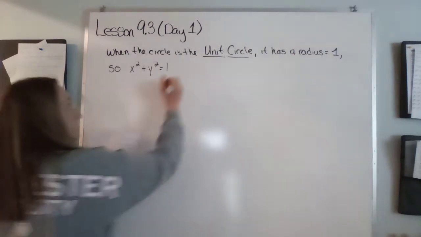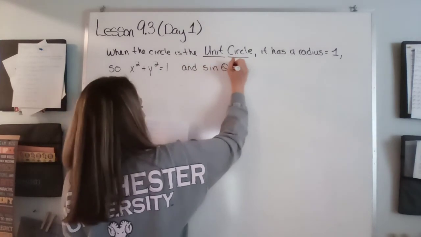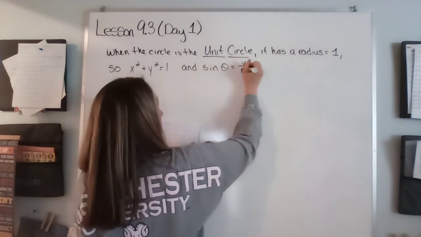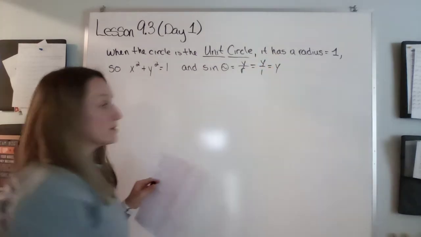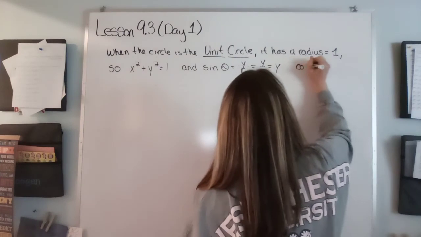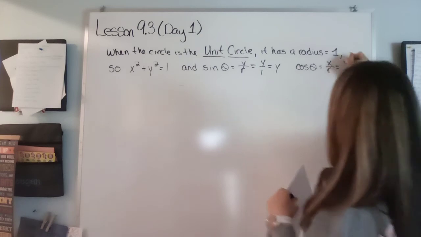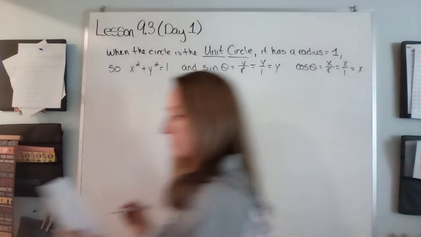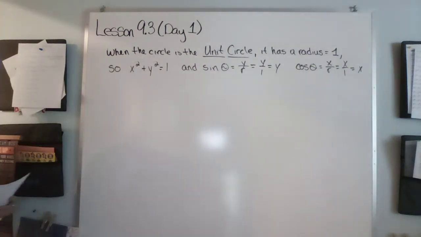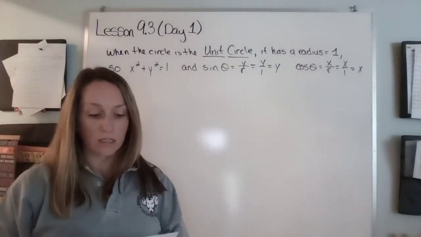All right, and sine of theta, which is y over r, would be equal to y over 1, which is just equal to y. And cosine theta, which is x over r, well, if r is 1, x over 1 is just equal to x. Okay, so little facts to keep in mind. It's helpful to use the unit circle when the size of the circle is not specified. All right, so we're going to do a problem related to the unit circle now.